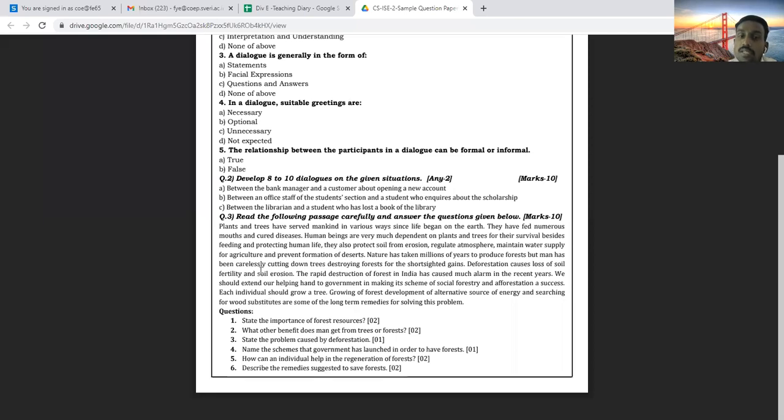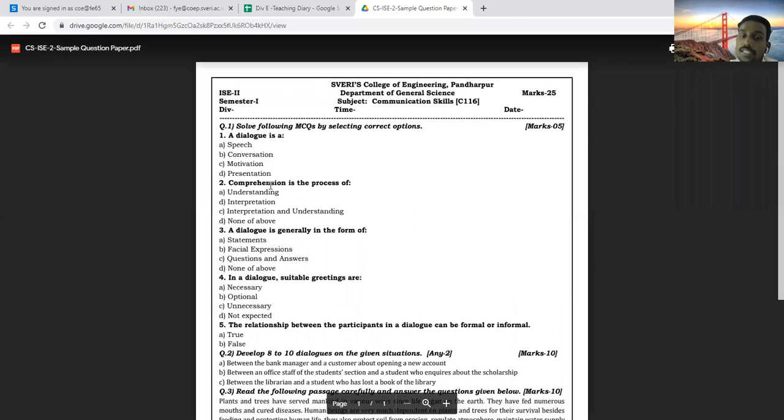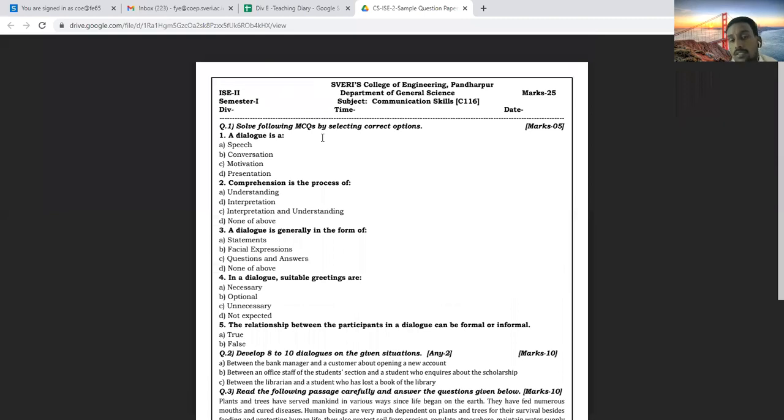Yes, question first will be of MCQ, and this question will be based on unit number 3, that is oral communication. And in oral communication, 3.21 is dialogue writing. In that dialogue writing, what is dialogue and what is comprehension, and how dialogue works, we are going to discuss the notes ahead, and whatever the questions are, their answers and notes also we are going to discuss. A dialogue is whether it is speech, conversation, motivation, presentation.